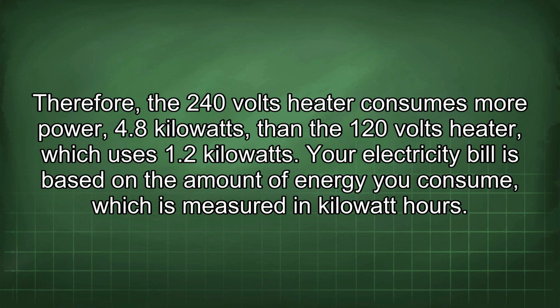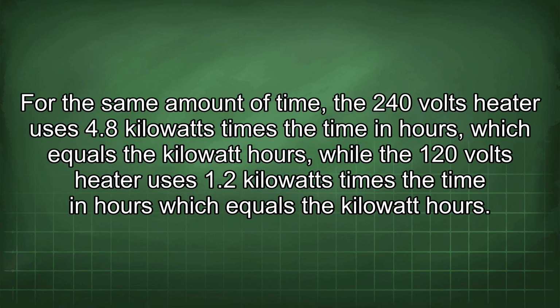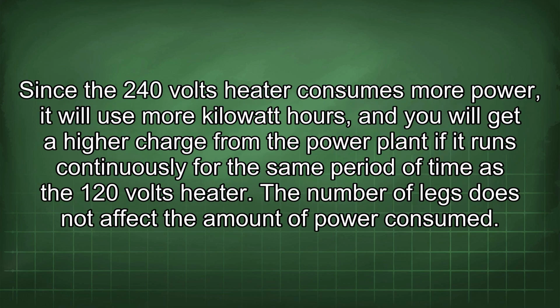Your electricity bill is based on the amount of energy you consume, which is measured in kilowatt hours. For the same amount of time, the 240 volts heater uses 4.8 kilowatts times the time in hours, which equals the kilowatt hours, while the 120 volts heater uses 1.2 kilowatts times the time in hours, which equals the kilowatt hours. Since the 240 volts heater consumes more power, it will use more kilowatt hours, and you will get a higher charge from the power plant if it runs continuously for the same period of time as the 120 volts heater. The number of legs does not affect the amount of power consumed.